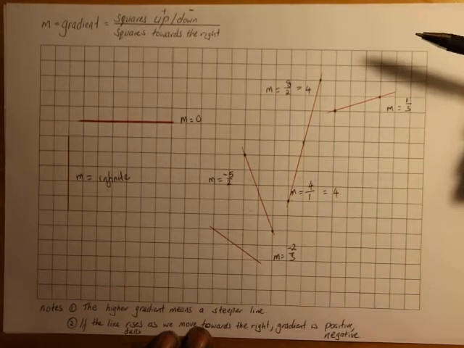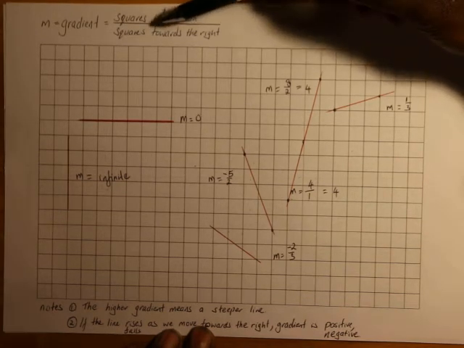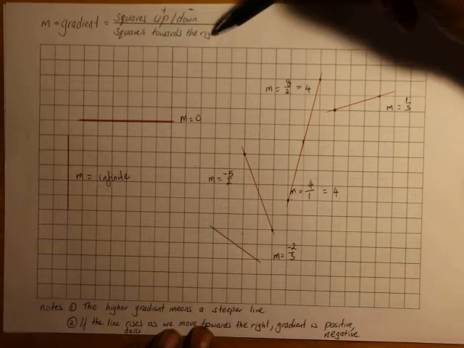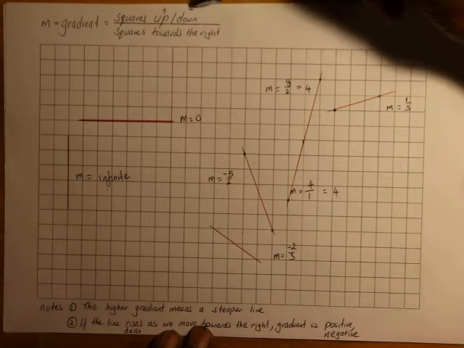How to find the gradient of the line. The gradient of a line is defined by how many squares up we go or down over the number of squares towards the right. If we go up as we move towards the right, the numerator is positive. If we move down, it's negative.